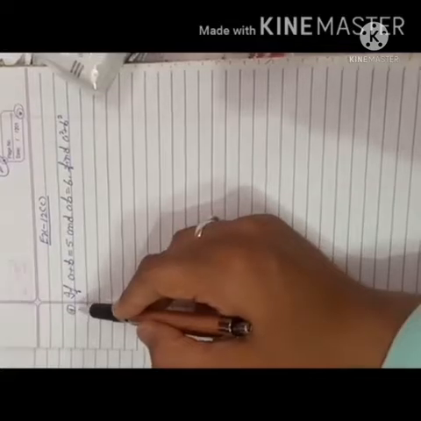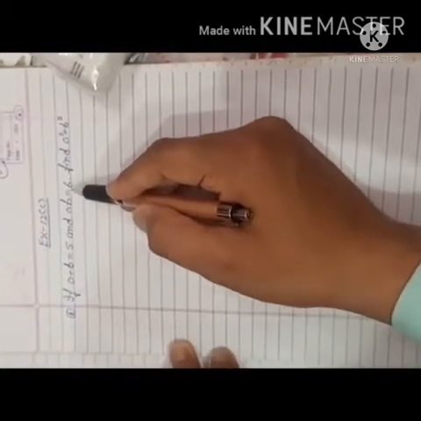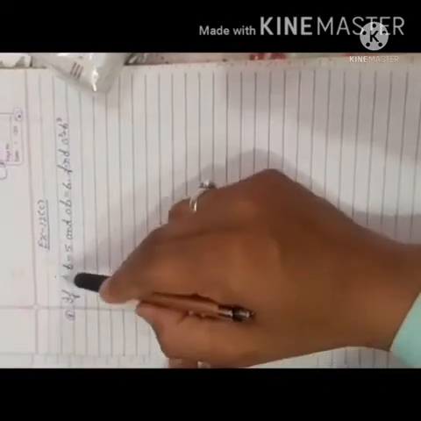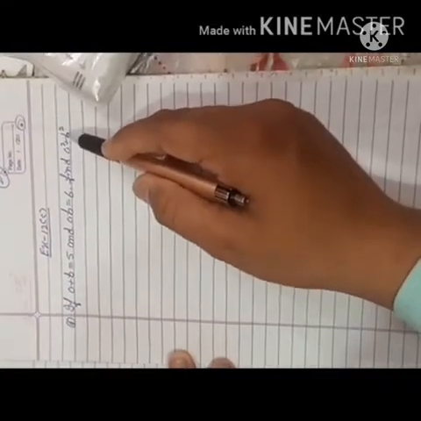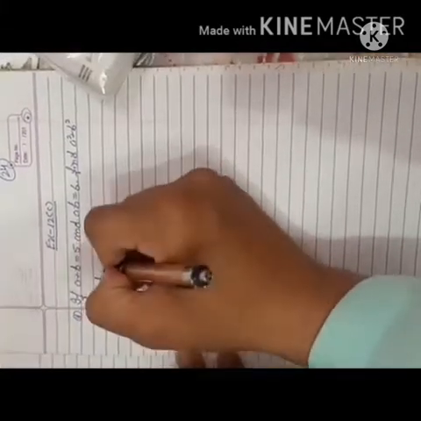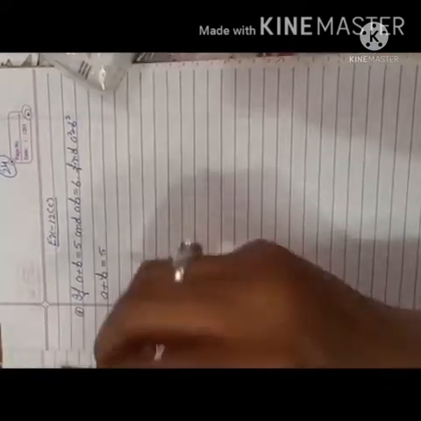The first sum is: if a plus b is equal to 5 and ab is equal to 6, find a square plus b square. A plus b is given and ab is also given. We have to find a square plus b square. So what is given? A plus b is equal to 5. This one is given. So what will we do?